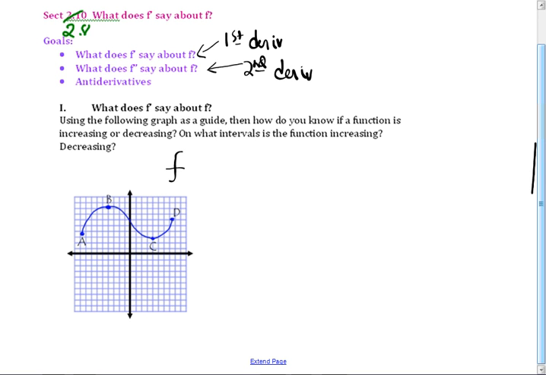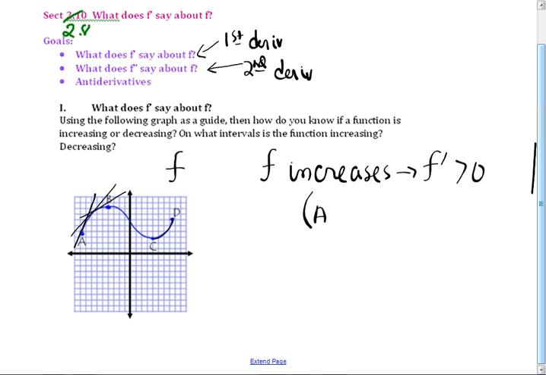This is a first derivative. So what's true about the first derivative as my function is increasing? This is f. It increases. Then what's true about f prime? It's greater than 0. So it's increasing from A to B, right? And then from C to D. Now, the question is, do we get to close those or do we get to open them? Second derivative is always open.